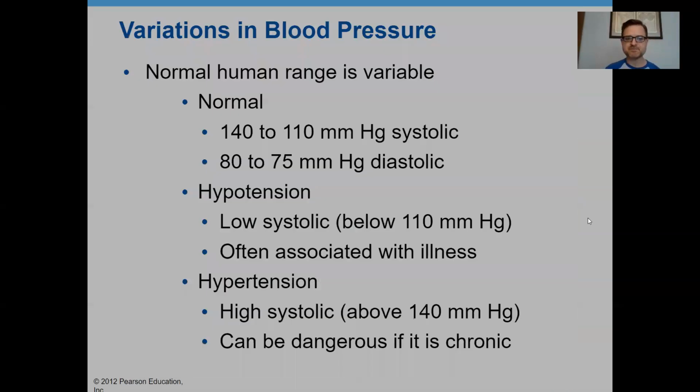All right, last slide in this chapter. This has been a long one. So normal blood pressure, we said 120 over 80 is average. This says 140 to 110 for the top number, your systolic, 80 to 75 for diastolic. Hypotension would be low blood pressure. If your blood pressure is too low, that's a problem because you're not transporting blood efficiently.